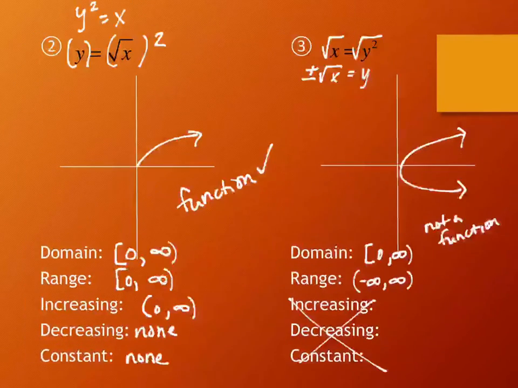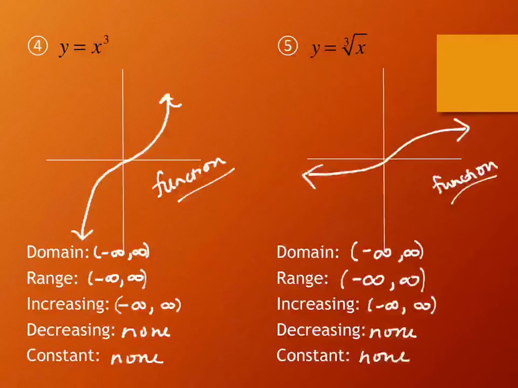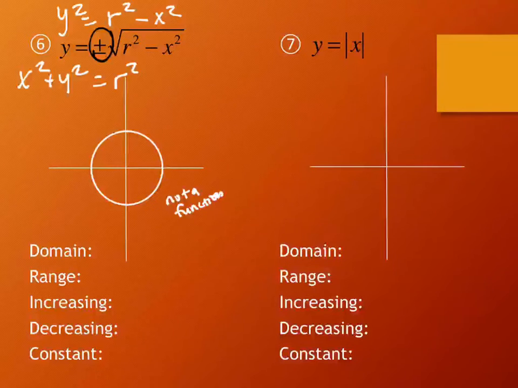And that's actually what happened over here on number 3 as well. This plus or minus shows up when I try to solve it for y, right, and creates two pieces of a graph that are layered on top of each other. So on ours right here, I have the top half of a circle layered on the bottom half of the circle. I had a top half of the parabola, the bottom half of the parabola. So this one's not a function, and because it's not a function, we can't even talk about the increasing, decreasing, constant, right?